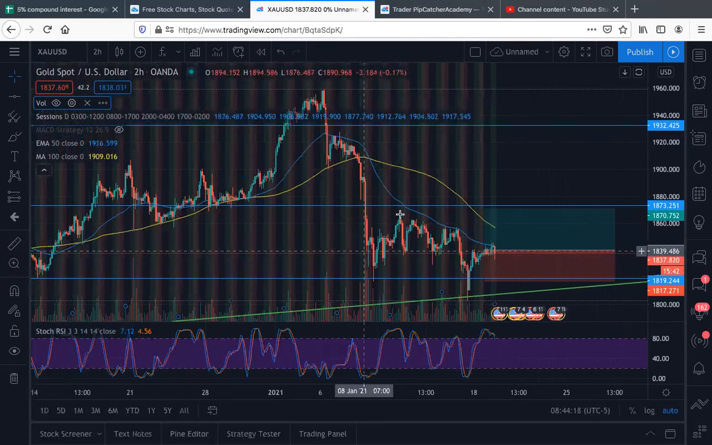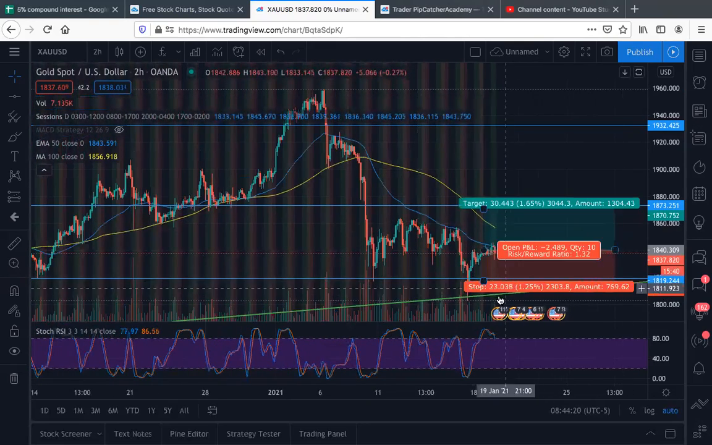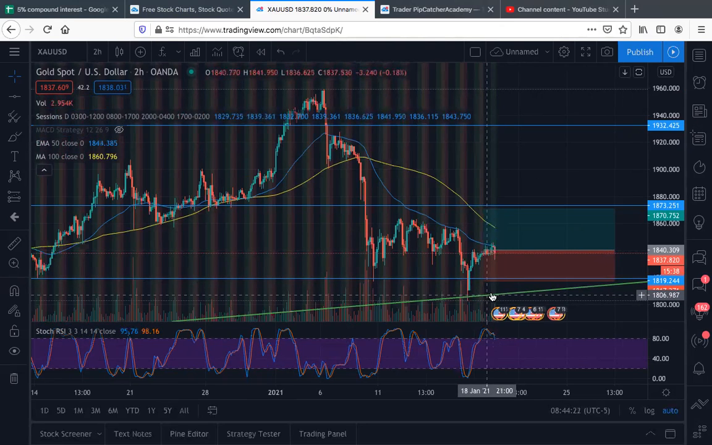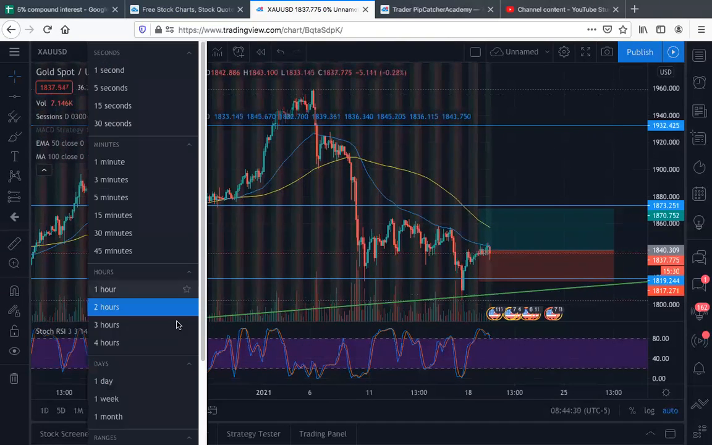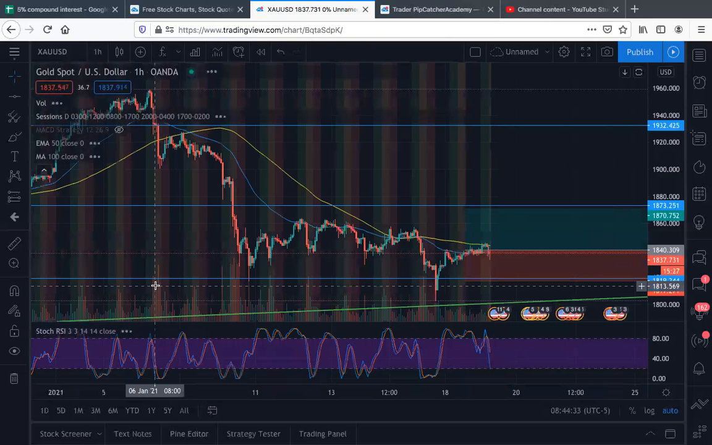It's all right. We really just don't want it to break this level here. All right. We're still looking for buys until it breaks our money line. All right. Overall, just be patient on that. Let's dive down and take a little closer look and see what's going on.